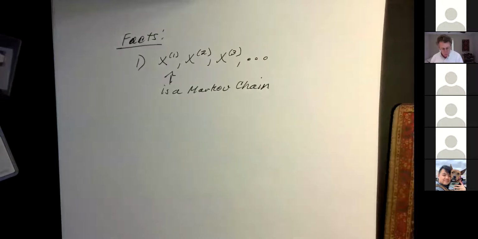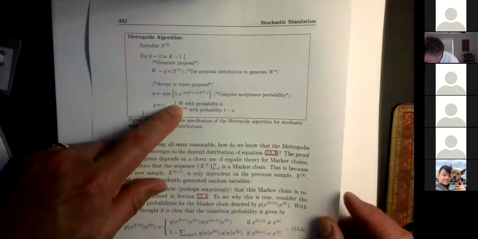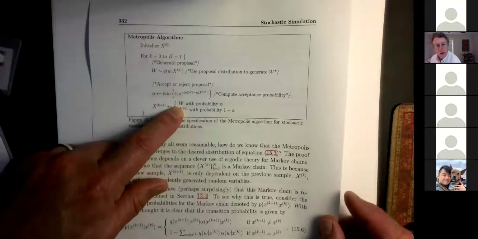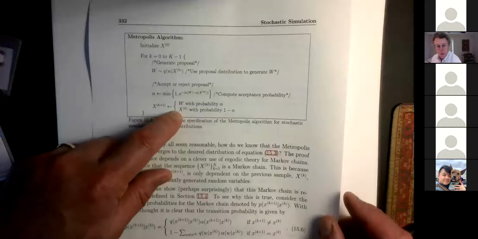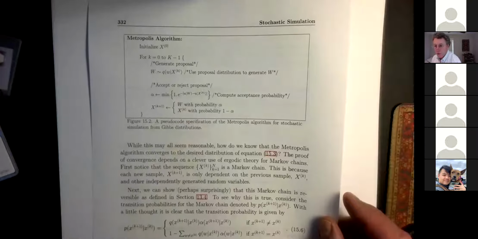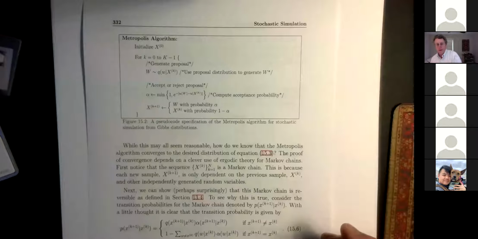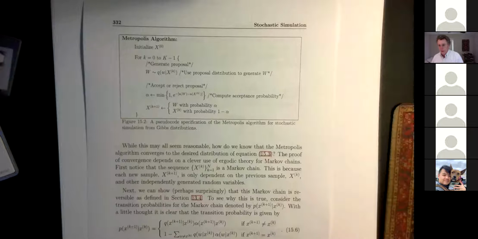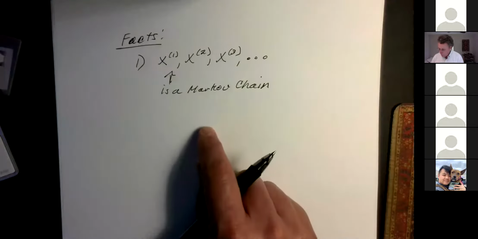Well, it's a Markov chain because each new state depends on the old state and some random things, but it's not dependent upon 2 states earlier. So clearly it has to be a Markov chain because you can compute the next state from the previous state and some additional random information. Okay? So that makes it a Markov chain.